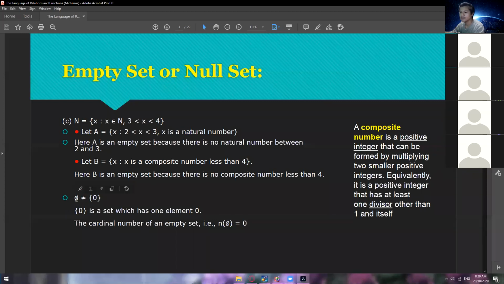Just take note that ∅ is not equal to a set which has an element of 0. This one is not an empty set anymore. This is a set which has one element, namely 0. This is a number. This is already an element. The cardinal number of an empty set is 0. When we say cardinal number, it is a count of the elements inside that set. In this case, we have one element, so this is not an empty set anymore. But this one, ∅, symbolizes the empty or the null or the void set, which doesn't have a count of elements. But for this one, we have one element. Are we clear so far until this point?